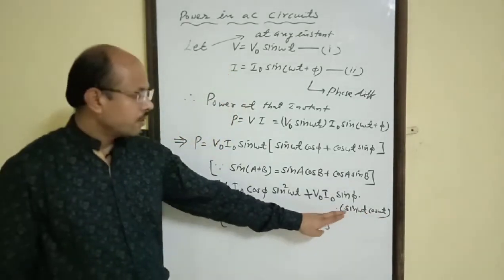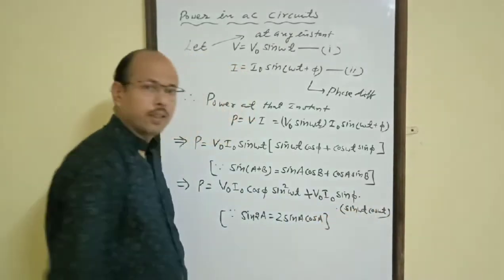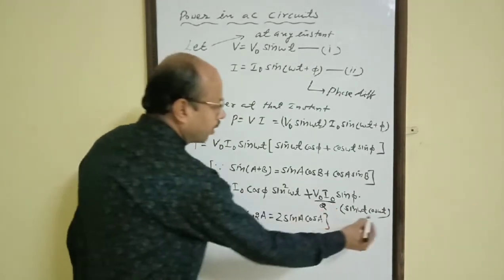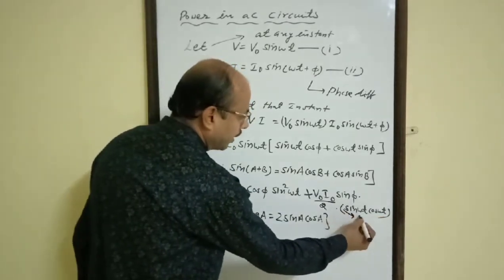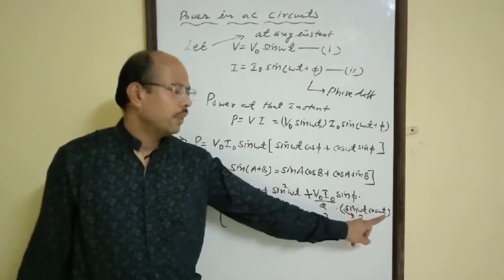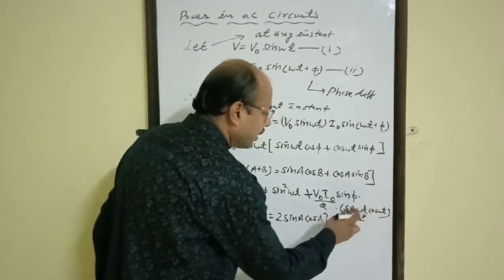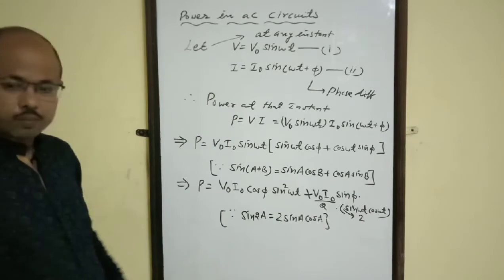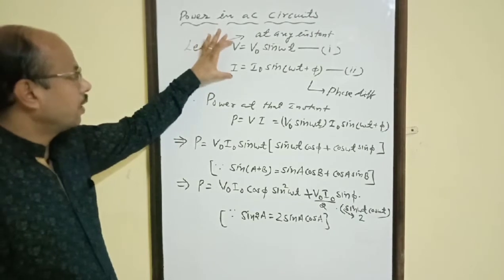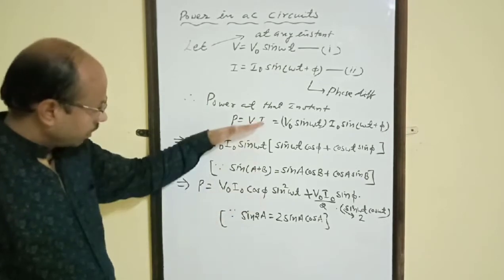If we multiply this term by 2 and divide by 2, it becomes 2 sin omega t cos omega t. Therefore, here we are dividing by 2, and on this side we multiply by 2. So this term becomes 2 sin omega t cos omega t, and this 2 cancels out the other 2. Now this term can be written as sin 2 omega t. I am writing the expression here. These are the instantaneous values of voltage and current, this is instantaneous power, and we are solving this expression.